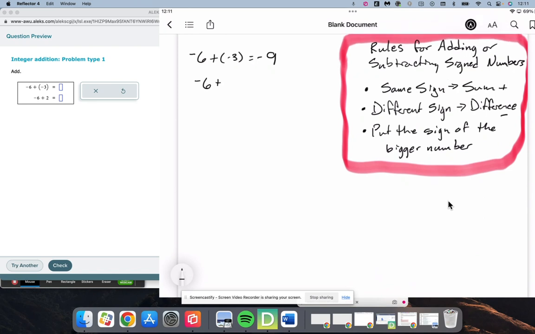Next, -6 plus 2. I see that the signs here are different. 6 is negative and 2 is positive. That means we find the difference because the signs are different. So the difference between 6 and 2 is 4. And then we put the sign of the bigger number. 6 is bigger than 2. It's negative, so our answer is negative.